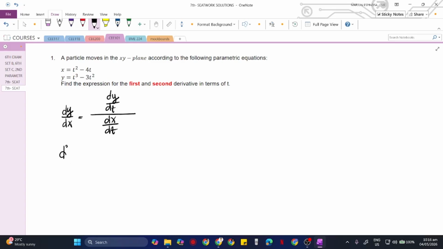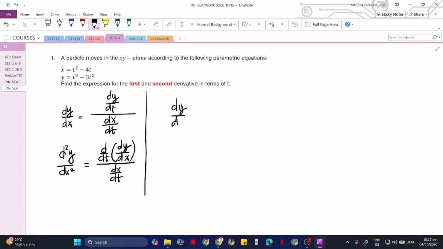How about for the second derivative of y with respect to x? The derivative of the first derivative of y, over dt, all over dx over dt. That is our formula, correct? Yes, sir. We will first need to determine the value of dy over dt.